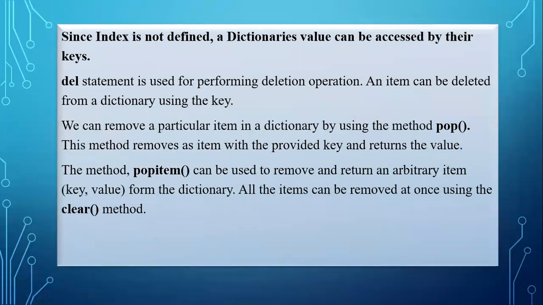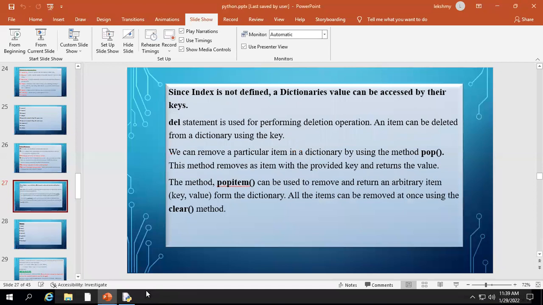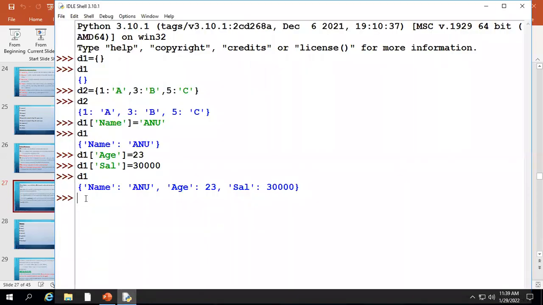Indexing is not defined in the dictionary type. And how will I access a single value from the dictionary? Using the key only. Okay, so here you see, I want to access the salary value. So D1, we are telling the key is what? Salary. Press enter button. So see, we got the single value from that.